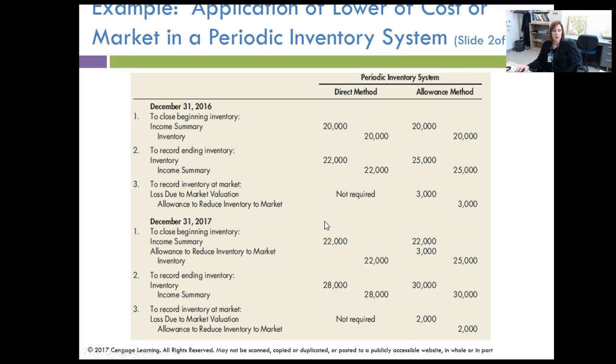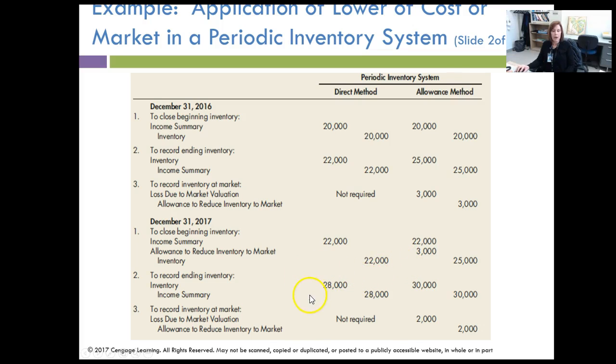And then in 2017, we again start with closing our beginning inventory figure, and we've got to make the adjustment for 2017 because our income summary account for 2017 was at the book value. So we need to enter a debit to the allowance to reduce inventory to market value, and then we credit our inventory.